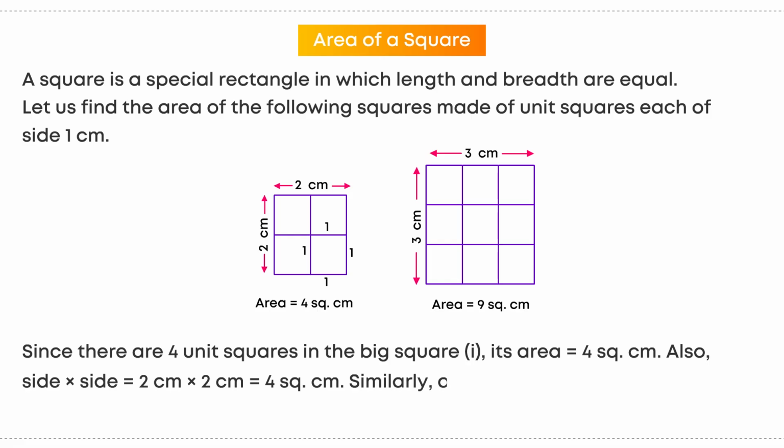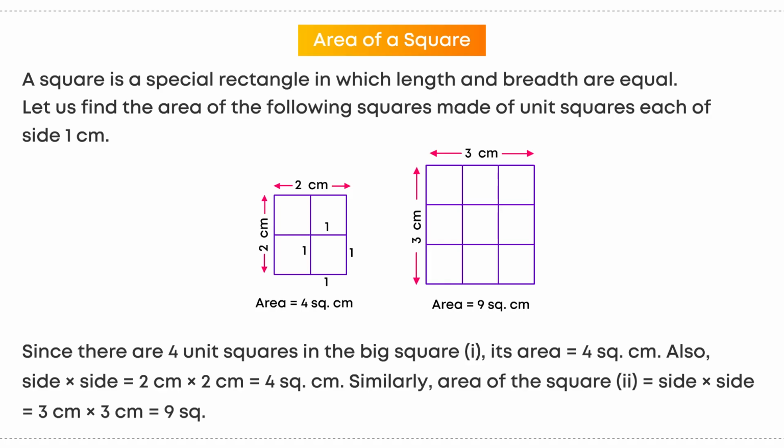Similarly, area of the square 2 is equal to side into side is equal to 3 centimeters into 3 centimeters is equal to 9 sq cm. Hence, area of a square is equal to side into side.